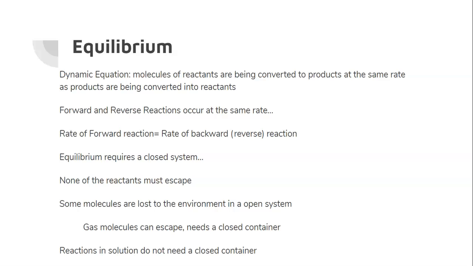It has to occur in a closed system, so none of your reactants must escape. Some molecules are lost to an environment in an open system. So if we're doing an experiment, sometimes we may lose a little bit as we're trying to close the system off after we put something in. So that's why we need our closed container. And then reactions in solutions don't need a closed container because we're not giving off a gas, as long as they stay in solution the whole time.